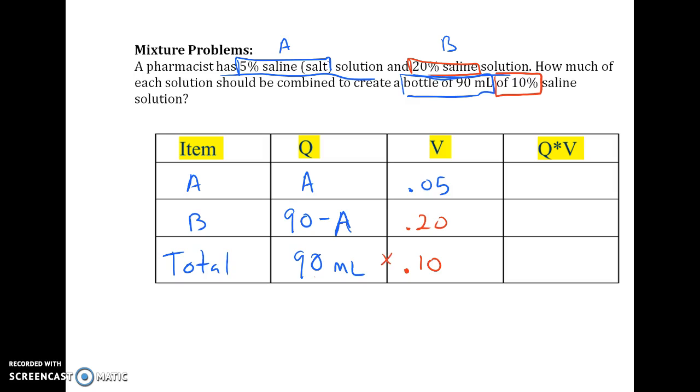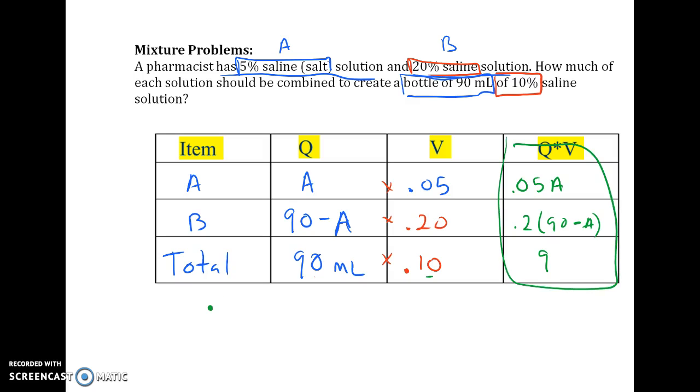And then to get the last row, we just multiply straight across. And now we have 0.05A, 0.2 times 90 minus A. And then lastly, we have 90 milliliters times 10%, and that would be 9. The only thing is this new box right here that we have, because we have a combined 90 milliliters of 10%. Okay, so now here is our setup.